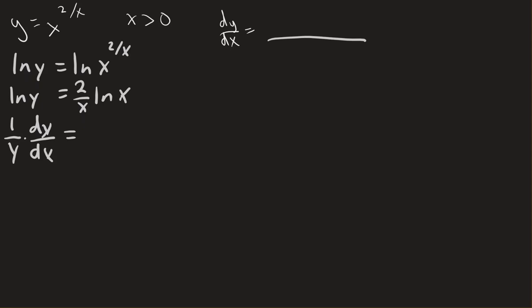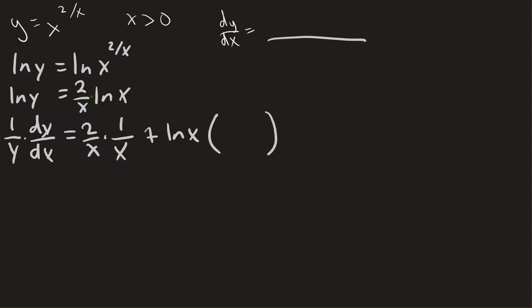And it looks like within this, I've got something times something. So I will need to apply my product rule for this. Product rule says don't take the derivative of the first part, but take the derivative of the second part. Then don't take the derivative of the second part, but take the derivative of the first part.